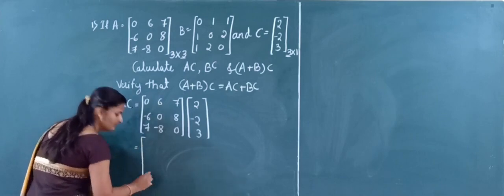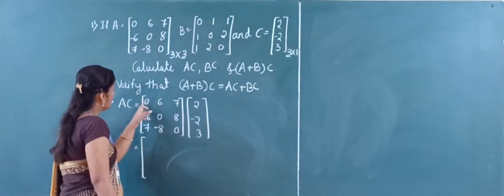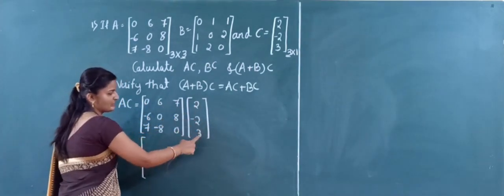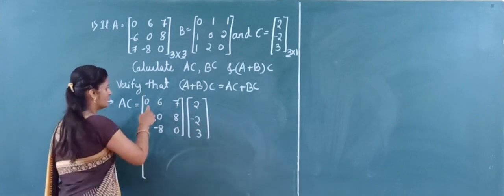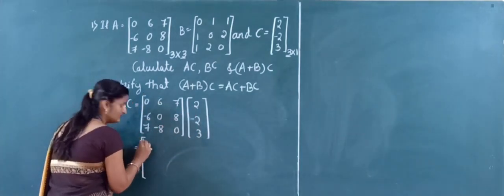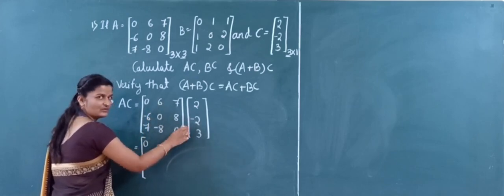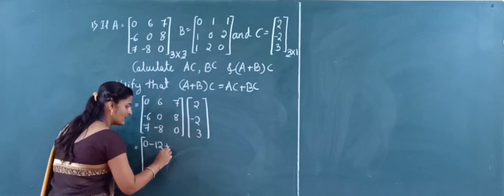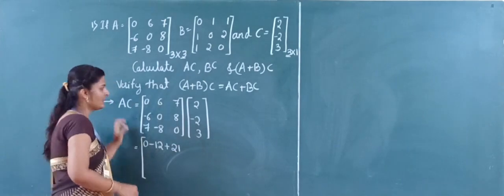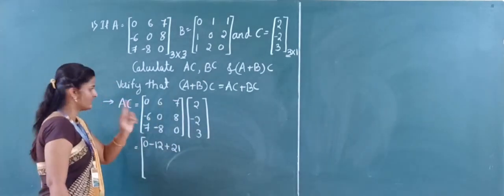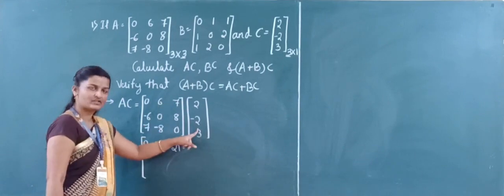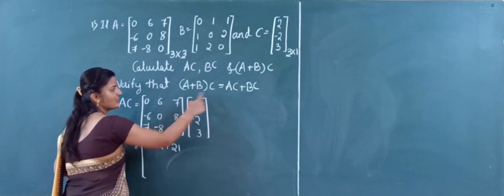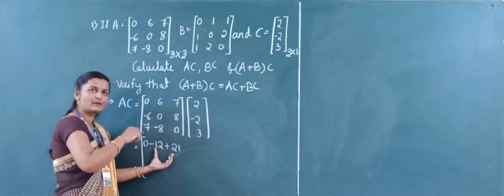Okay, now I have to multiply. How to multiply? We have to multiply the first row to the first column. So 0, 6, 7 with 2, minus 2, 3. Multiply the corresponding elements. 0 into 2, 0. 6 into minus 2, minus 12. 7 into 3, plus 21. So I have directly multiplied and substituted. So the first element is completed. First row, second column: there is no second column. So here our first row is over.